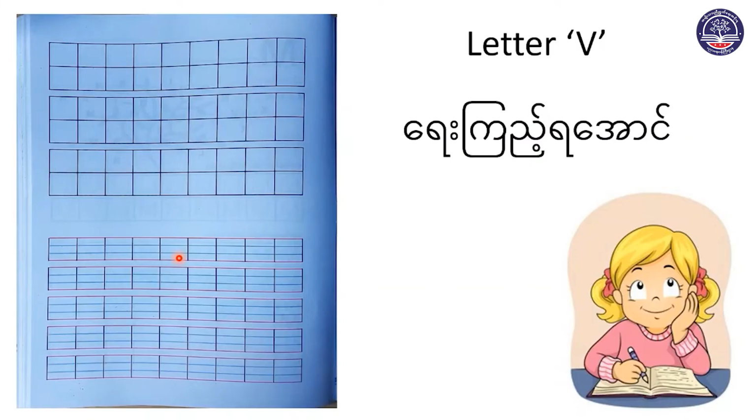Now let's turn to the next page. Do you see this in your textbook? Great. What you have to do is, here you will have to write letter V in the boxes. And here you will have to write letter V on the lines. Can you do that? Great.